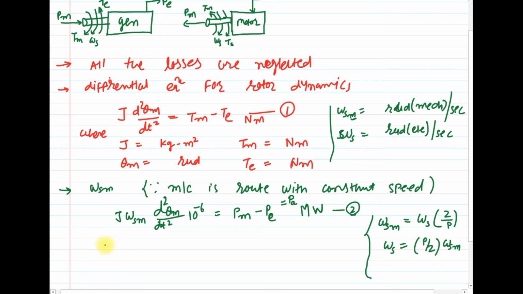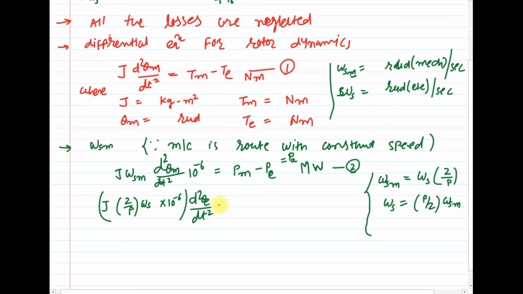So we will get J = 2 by P. Let's just apply over here. Instead of omega Sm, we will insert omega S into 2 by P, omega S 10 raised to minus 6 into d square theta. Now instead of theta m, it will become theta E upon dt square, which is equal to Pm minus Pe in megawatt. Clear?